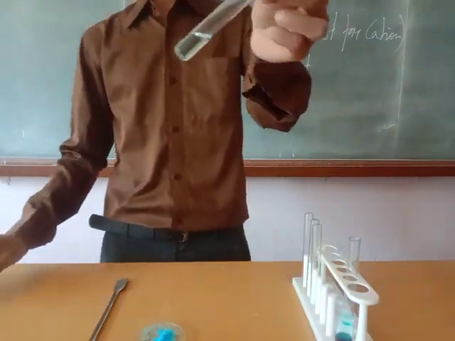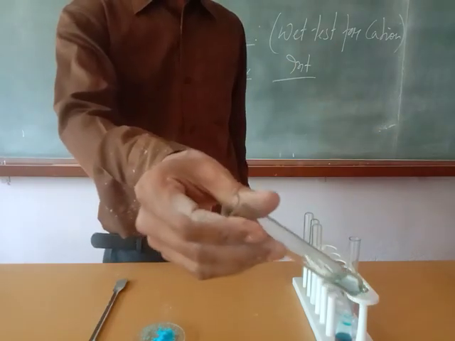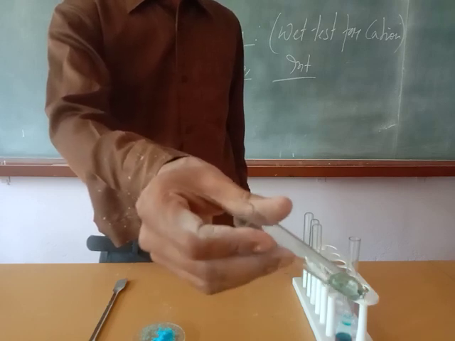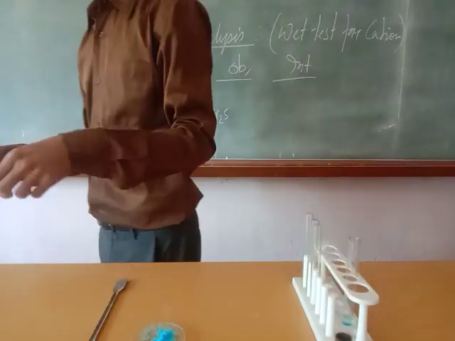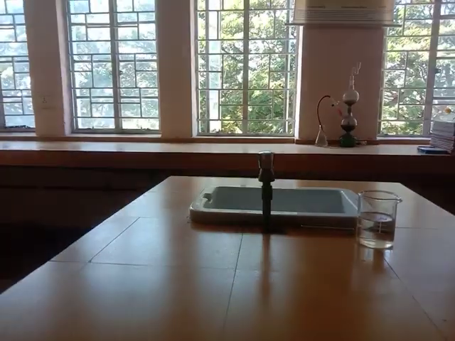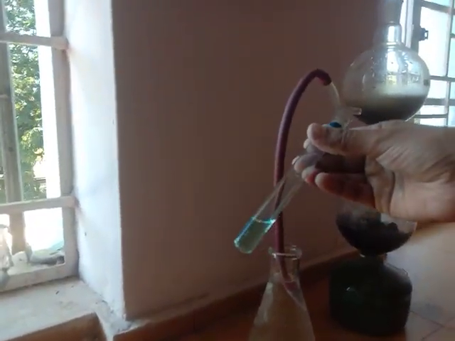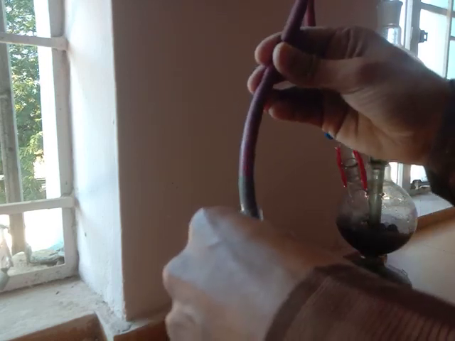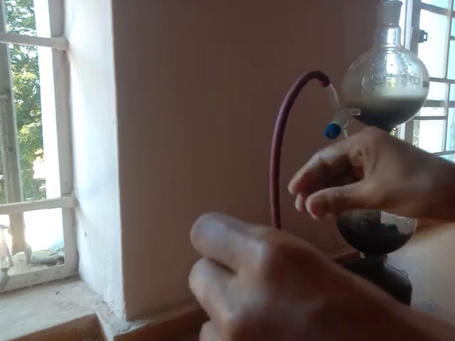So this is the above solution. You heat the solution. No need to boil, just heat the sample. Then you pass H2S gas. This is Kipp's apparatus. From Kipp's apparatus we get H2S. Here you pass. So I passed H2S gas here.